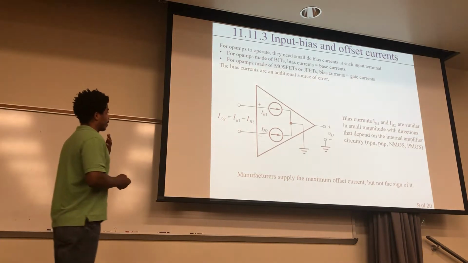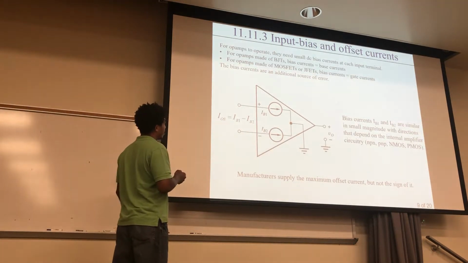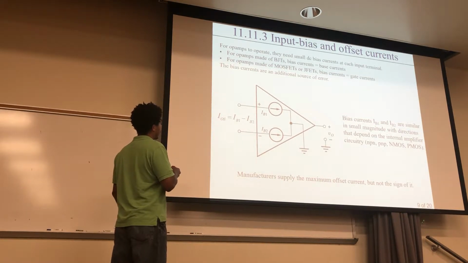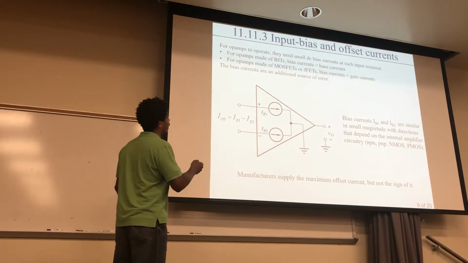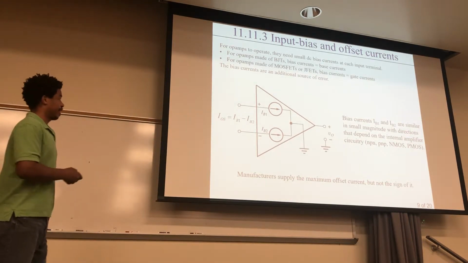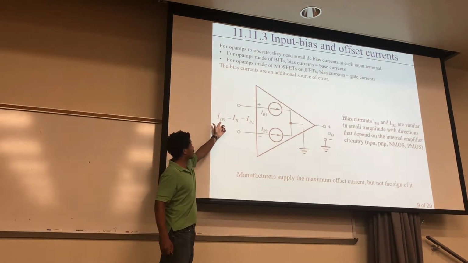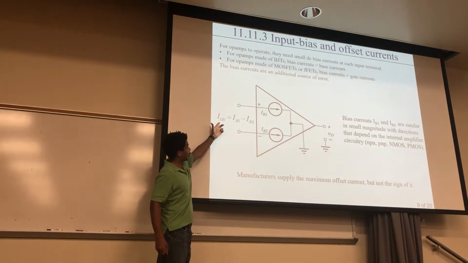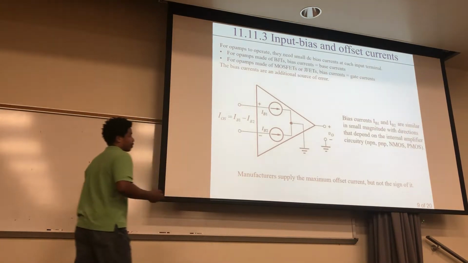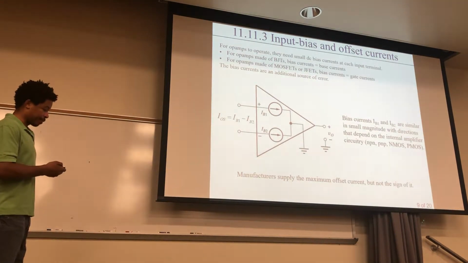And just to be clear, here's the input bias current for the non-inverting node, IB1. Here's the input bias current of the inverting node. And the difference between the two, IB1 minus IB2, going from here to here, is your offset current. That's what this is, the difference between the two. And remember, this value is going to be given to you on the spec sheet, but the sign of it is not going to be given to you, okay? I assume it's measurable, but that's not typically given.